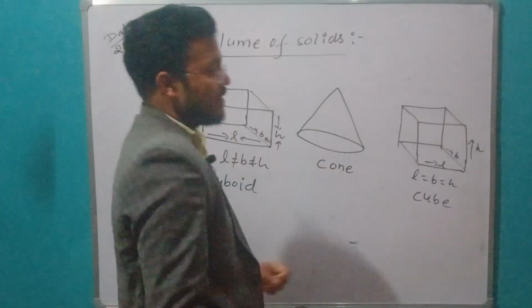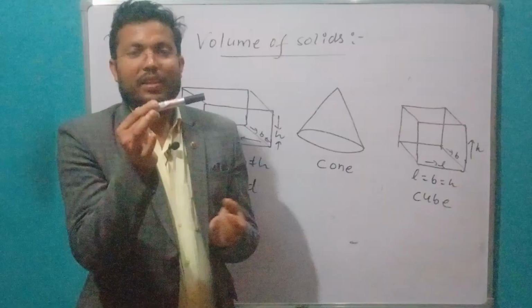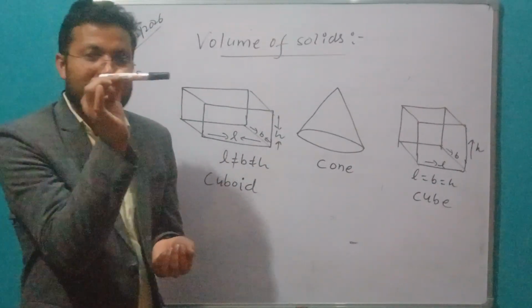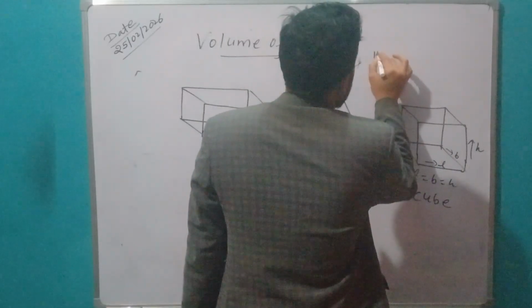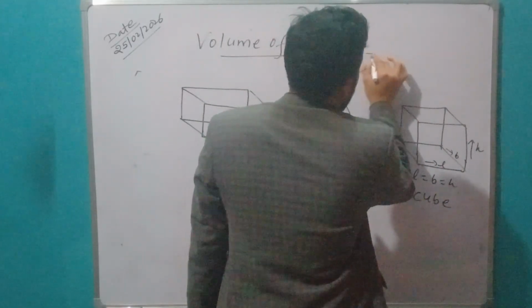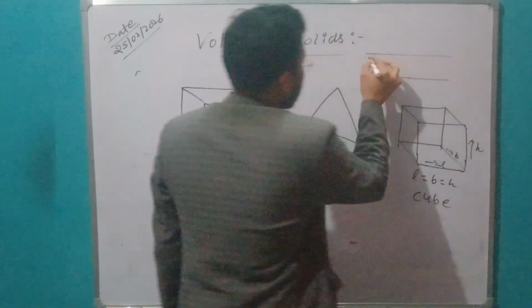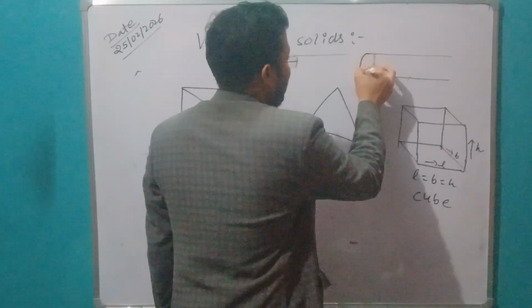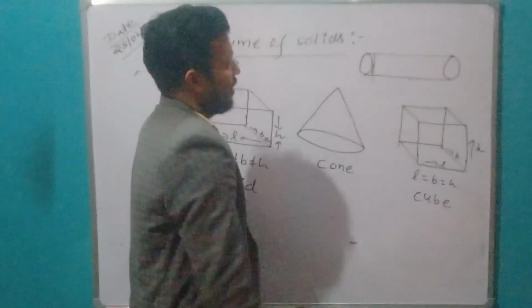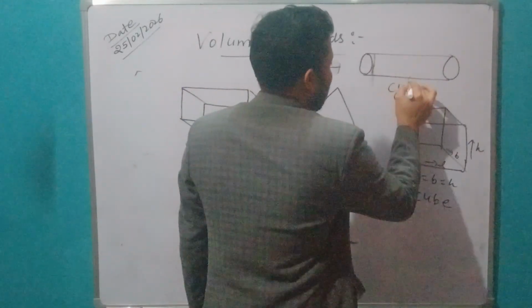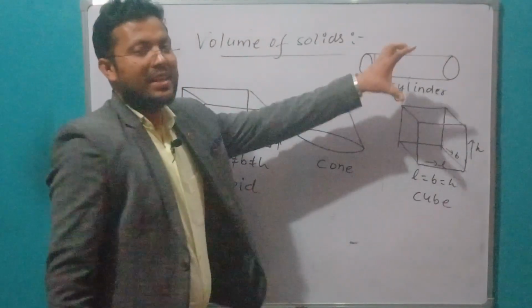And the last figure is just like a marker. This is the cylinder, a cylindrical shape. It is just like a pipe. A pipe is an example of a cylinder. This is the cylinder. This is also a 3D object because it occupies space.